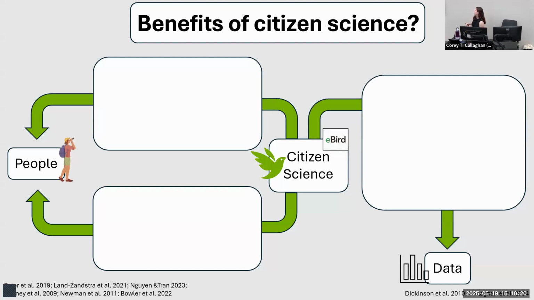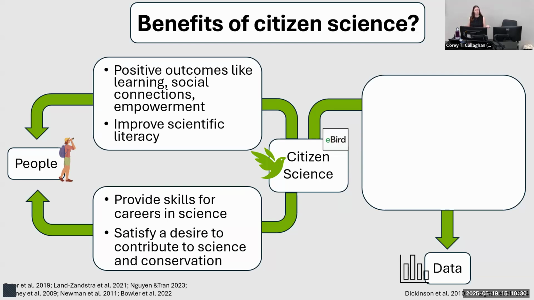And so, with citizen science being such a big field, a big reason why it's grown is that there are benefits of citizen science. And so, on the one hand, there are benefits that citizen science provides to people. It gives people positive outcomes like social connections, learning, feelings of empowerment. It can improve scientific literacy. It can provide skills for careers in science. Like if someone wanted to be a water quality monitoring person, they could do that in their project, and that's a great skill. It satisfies a desire to contribute to science and conservation as well.